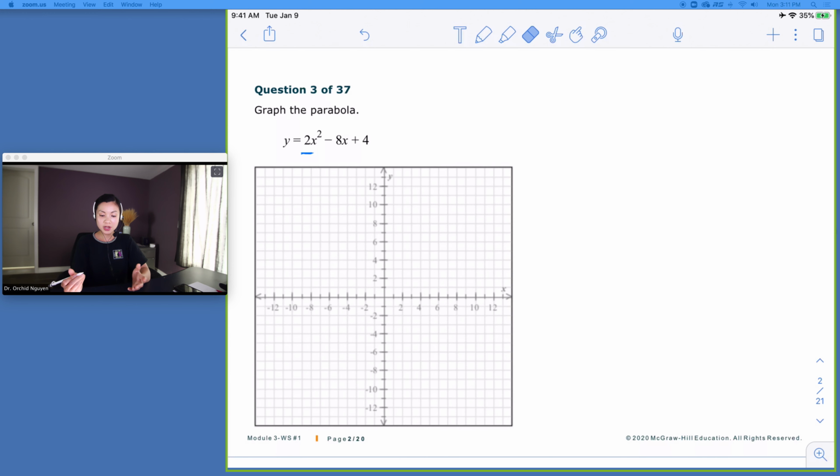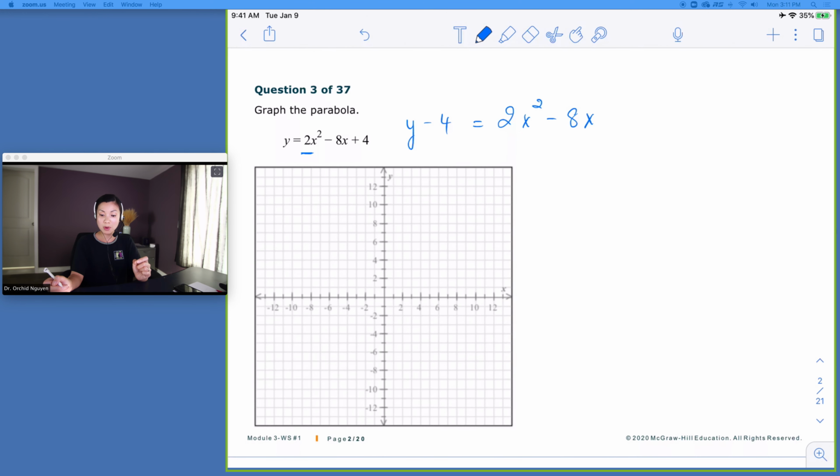For number 3, I'm going to use a different method. So I'm going to complete the square instead. So how do we complete the square? First, you want to move the constant to the other side. I'm talking about number 4 here. So I subtract 4. So I have 2x squared minus 8x.